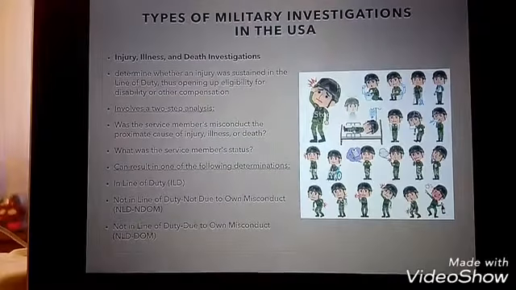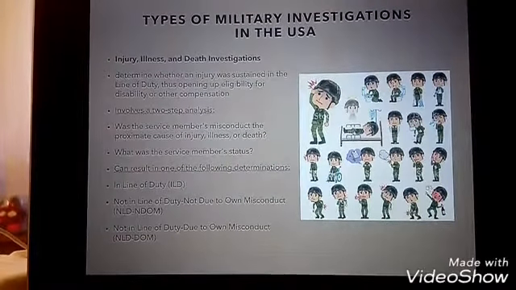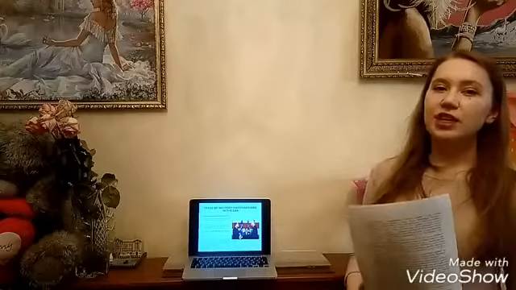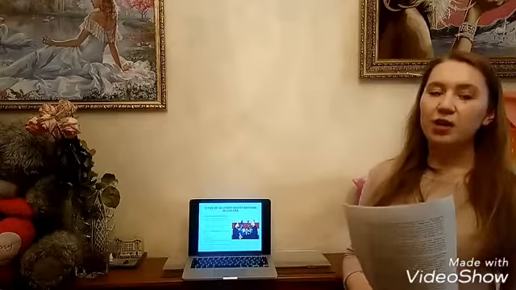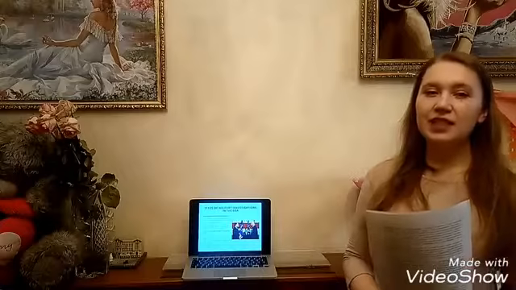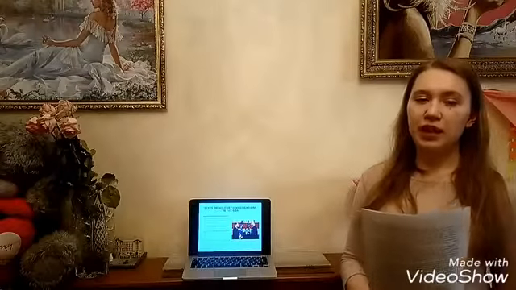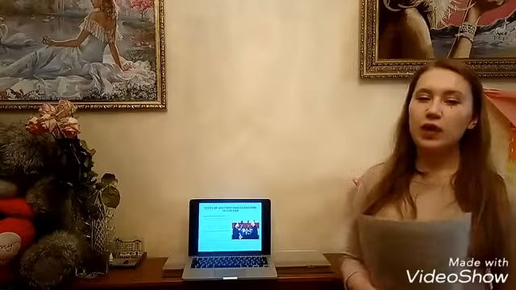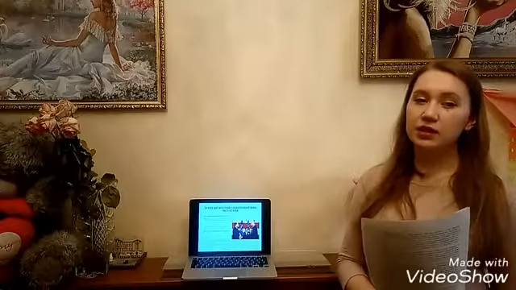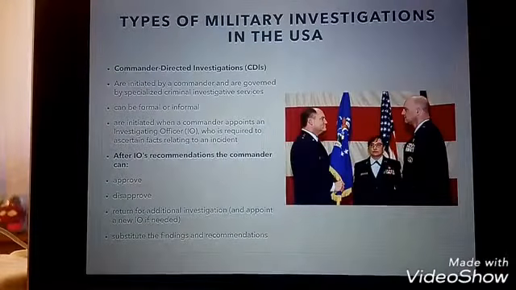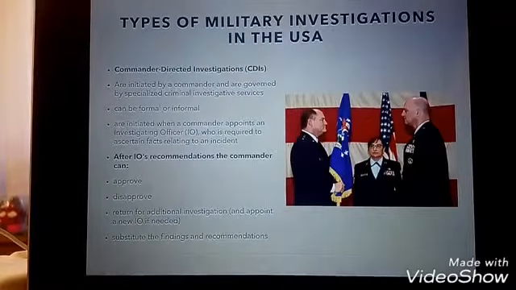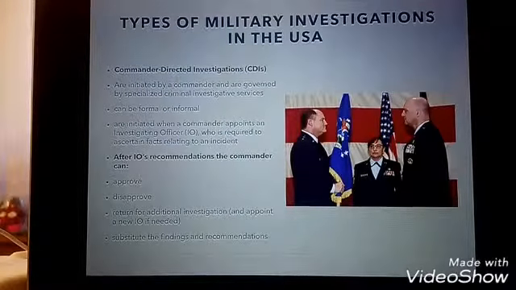And the last type of military investigations in the USA is commander-directed investigations. Investigations are initiated by a commander and are governed by Army regulation. They can be formal and informal, and they are initiated when a commander appoints an investigating officer who is required to ascertain facts relating to an incident. The investigating officer has a duty to impartially consider all evidence but is not bound by the military rules of evidence and must weigh all evidence under the preponderance of the evidence standard.